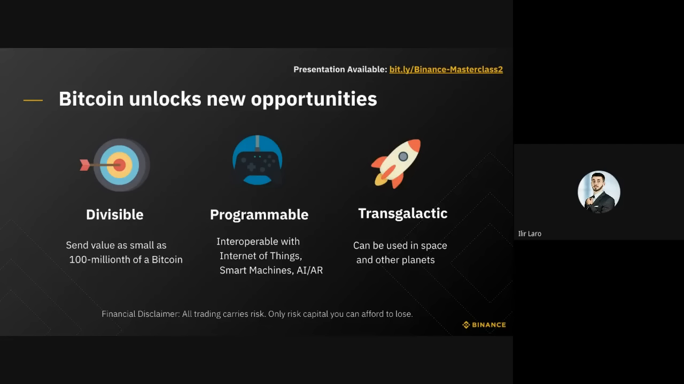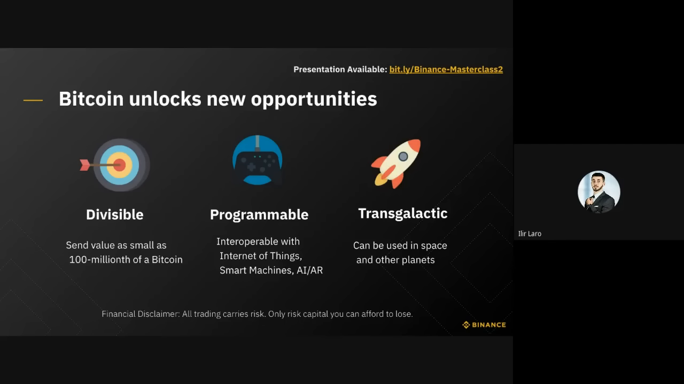Bitcoin is divisible, it's programmable, and it's transgalactic money. This means that the Bitcoin network allows any individual to send any amount as small as one hundred millionth of a Bitcoin. You can't do that with today's money payment systems. This opens the opportunity to do microtransactions. You can collect payments from millions of people around the world in tiny amounts and make them in aggregate be worth something.